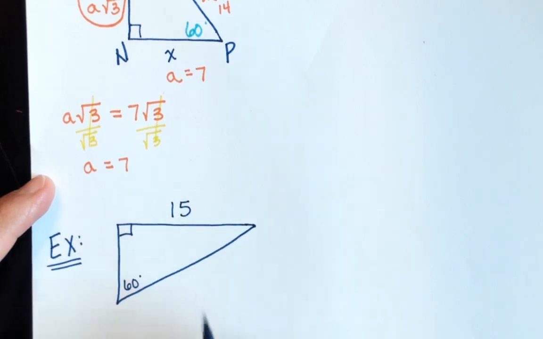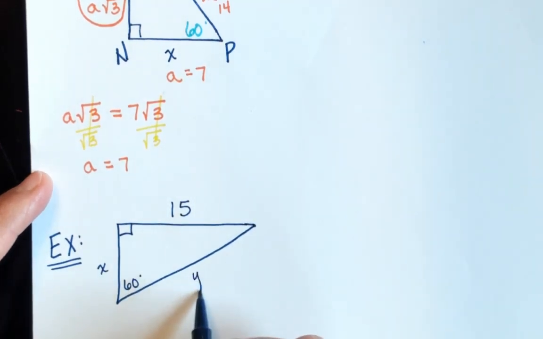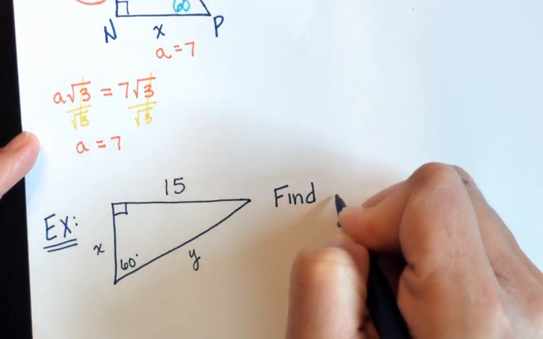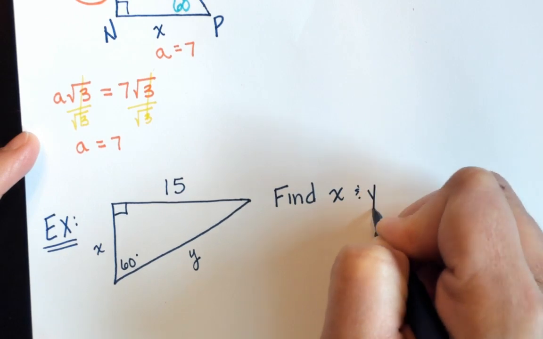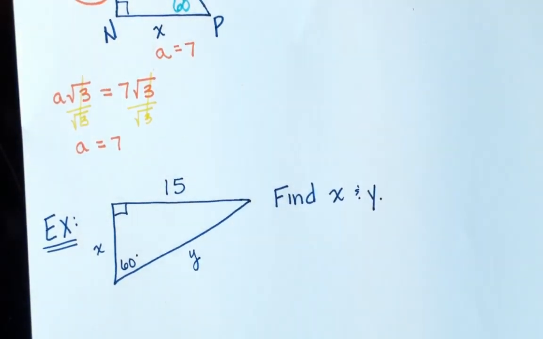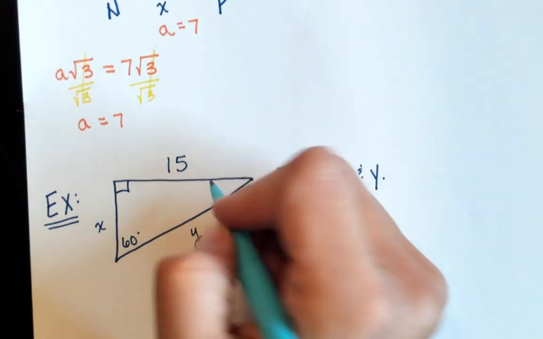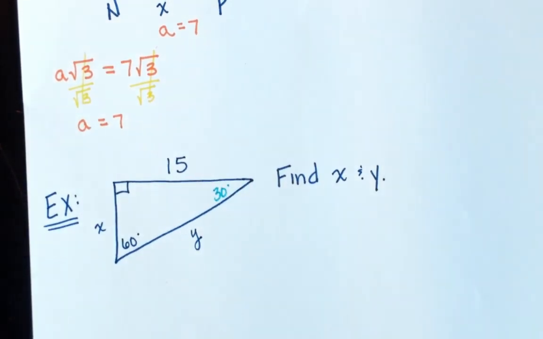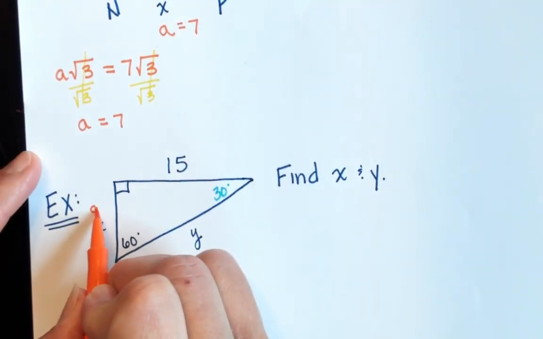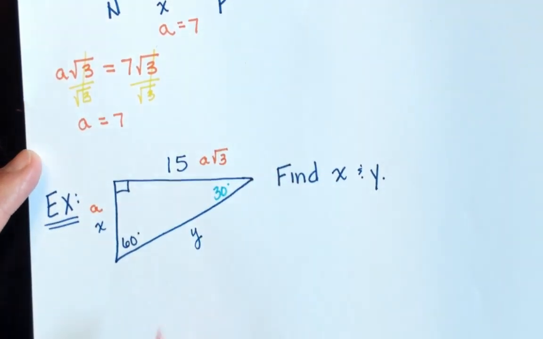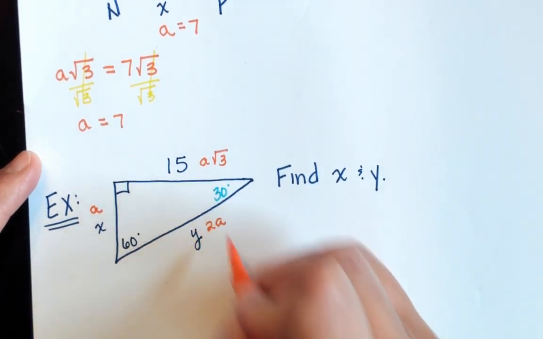Yeah, we'll go with this number first. All right, so we want to find x and y. And I don't really care now about the other measure, but you still should label it just to keep yourself straight. And then label your formula. Opposite the 30 is a. Opposite the 60 is a radical 3. Opposite the 90 is 2a.